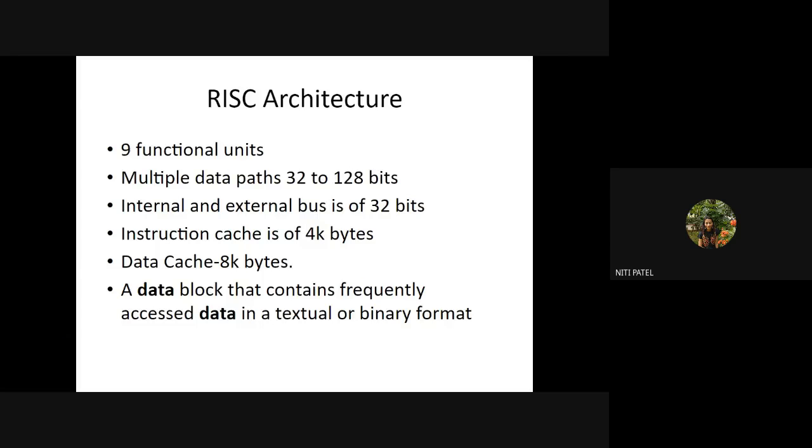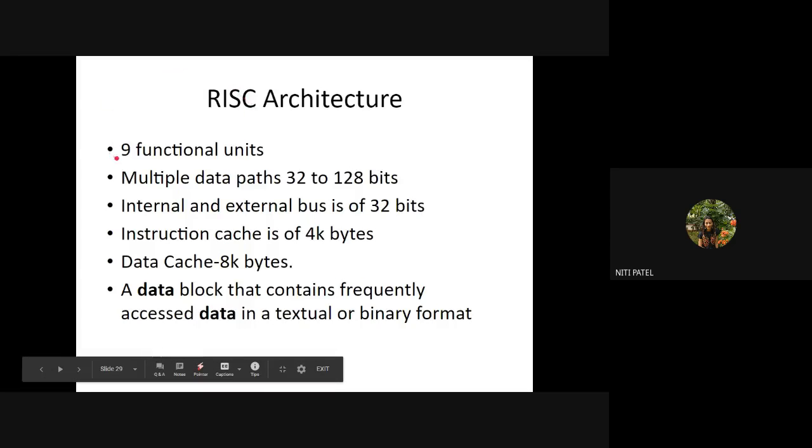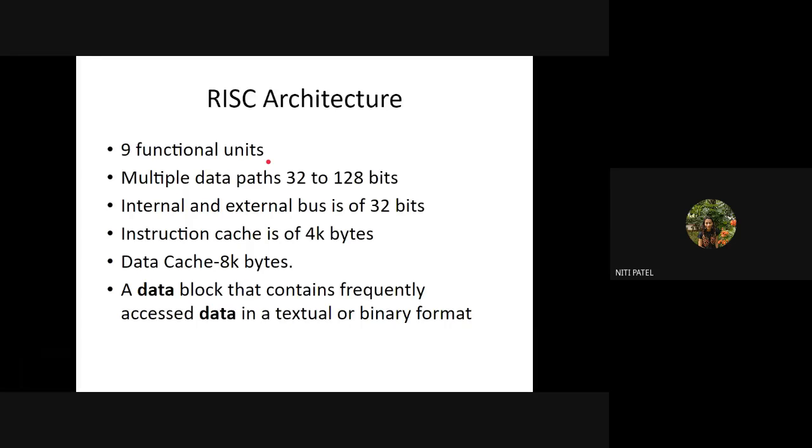Now let us see the architecture of RISC. It has 9 functional units. How many units? 9 units. How many data paths are there? From 32 to 128 bits, which means your data bus size can vary from 32 to 128, but it starts from 32 bits. So your internal and external data buses are 32 bits, but can be extended up to 128 bits.